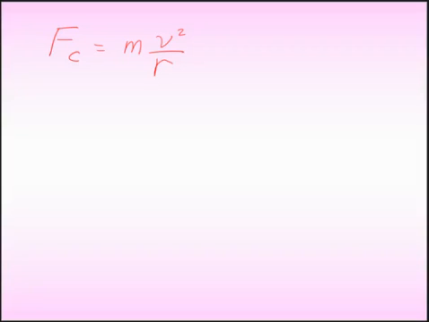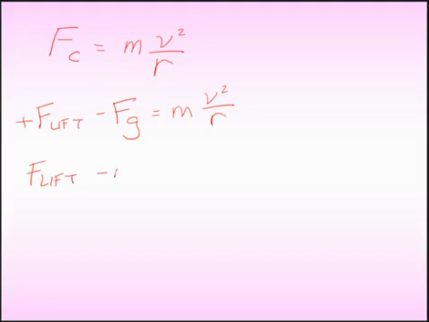Exactly. FC technically is F net, so it's positive F left minus FG equals mv squared over r. Am I now on track to solve this? Yes. What do you do with FG all the time? You make it mg. Great. So F left minus mg equals mv squared over r.